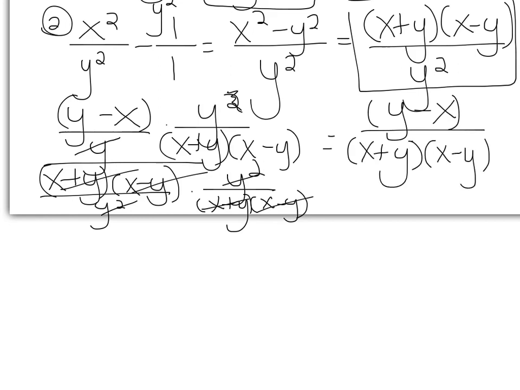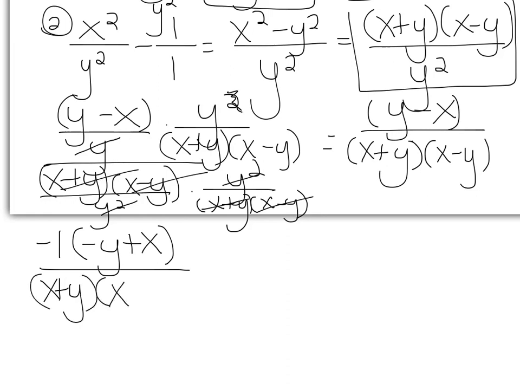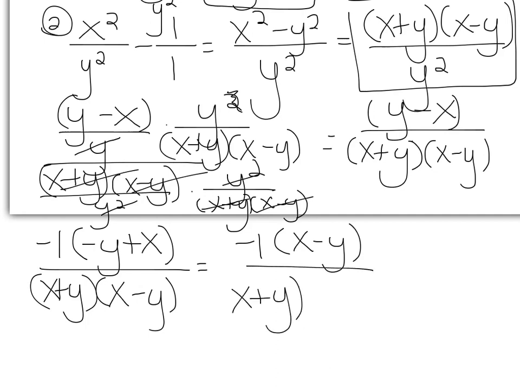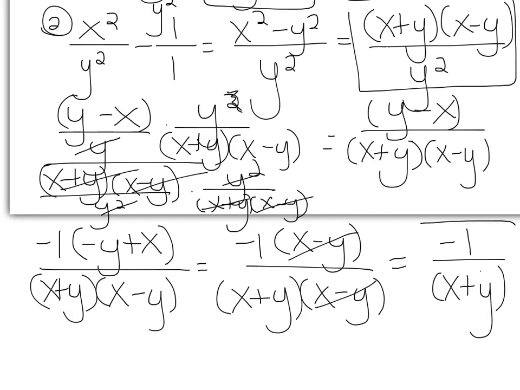So something should jump out at you here. You should realize that you need to factor a negative 1 out of this. If I factor a negative 1 out, I get negative y plus x, and this is still over x plus y, x minus y. But then if I rewrite it, it ends up being x minus y. And so then that can cancel this x minus y, leaving you with just negative 1 over x plus y. And that will be your final answer.